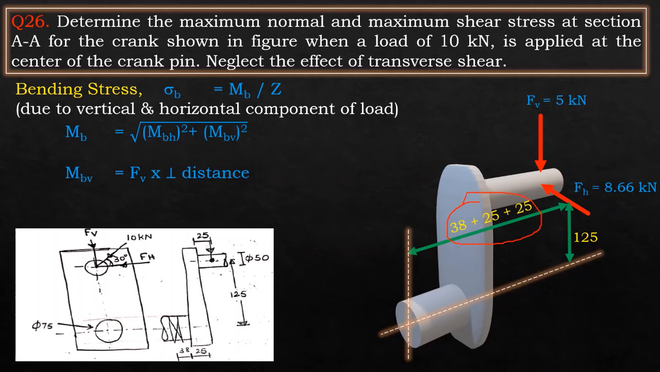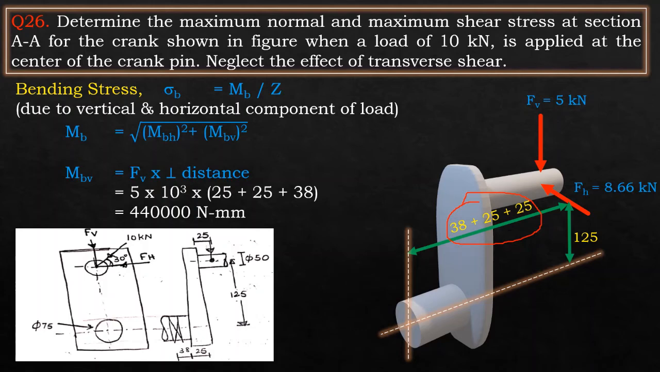Viewers are requested not to get confused with 125 mm. This 125 mm is the distance between the axis of rotation and the load. So in this case, for bending moment, the perpendicular distance will be perpendicular to the cross section and also till the point of application of load. So in this case, Fv is 5 into 10 power of 3 newtons multiplied by the perpendicular distance, which gives the value of vertical component of bending moment.